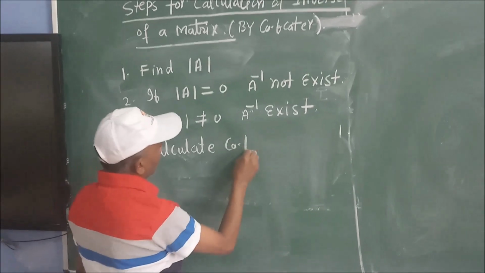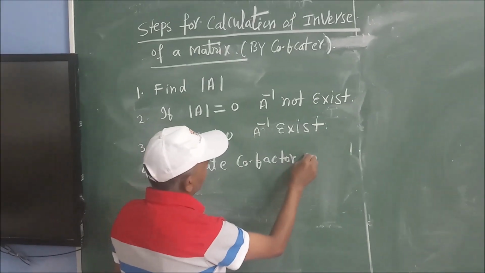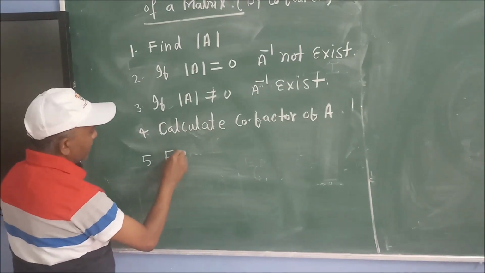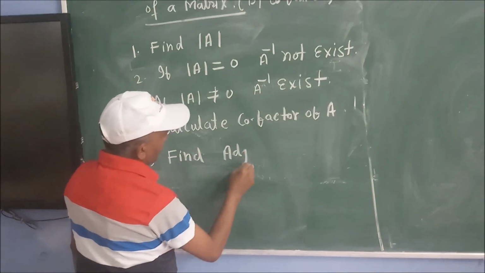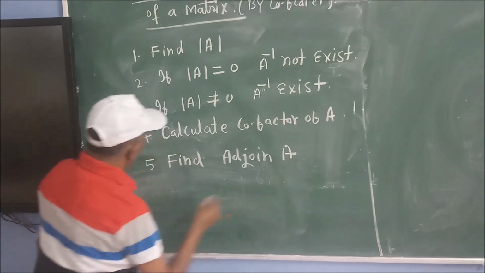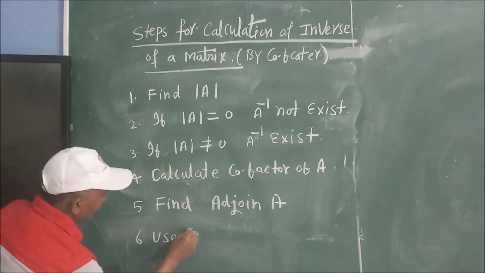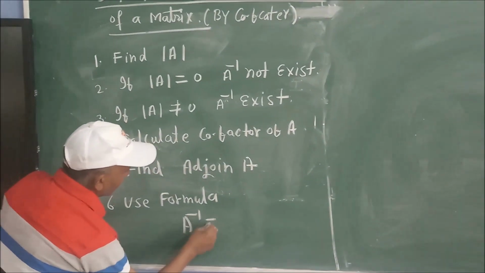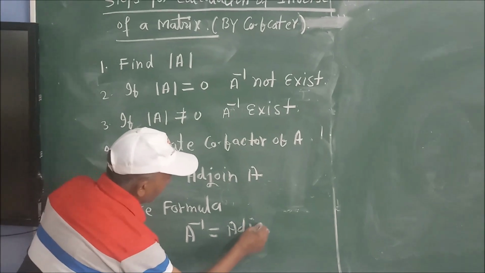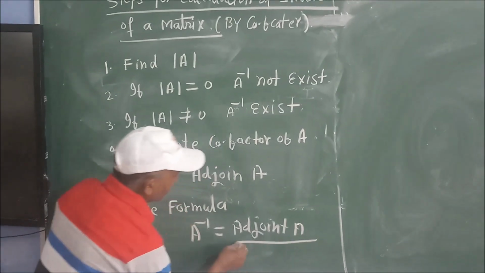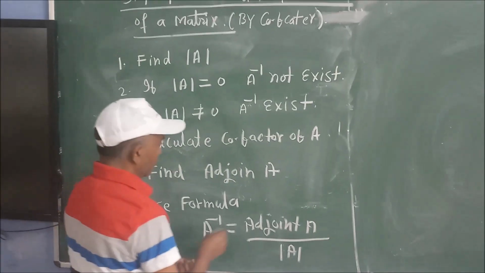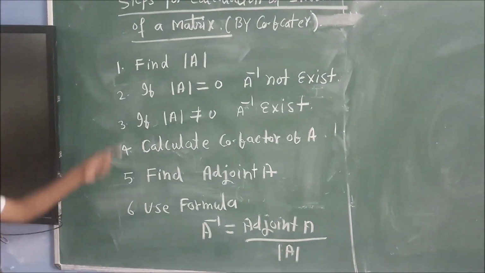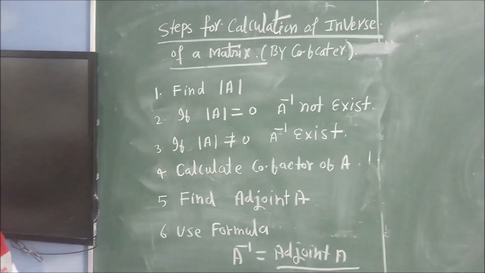Fourth step is calculate cofactor of A. Fifth step, find adjoint A. Sixth step, use the formula: A inverse is equal to adjoint A upon determinant A. So using these steps, we can find the inverse of a matrix.